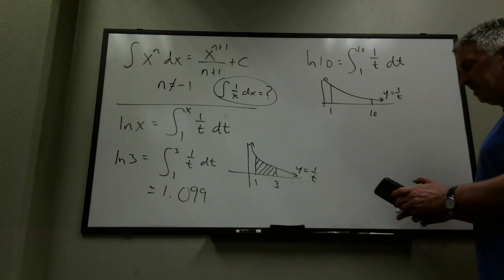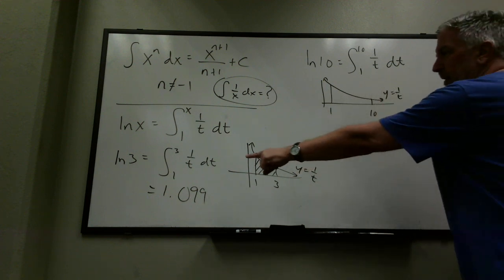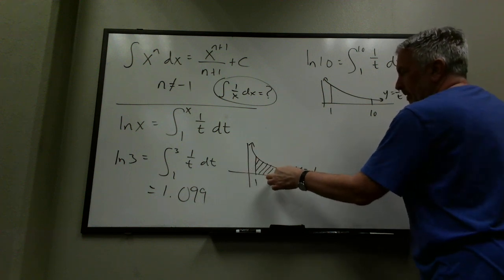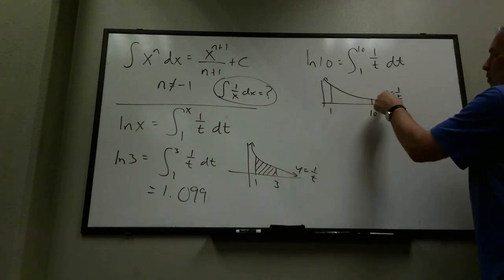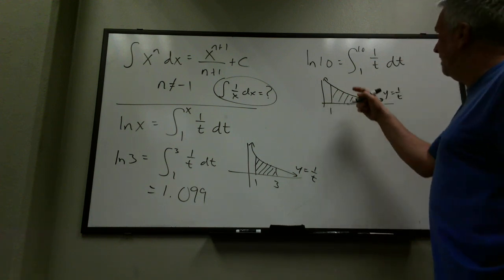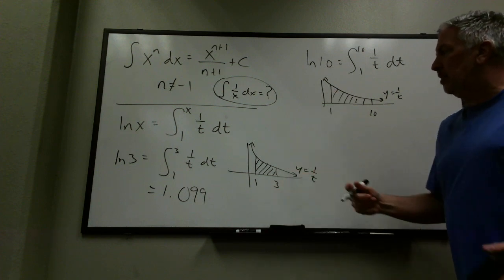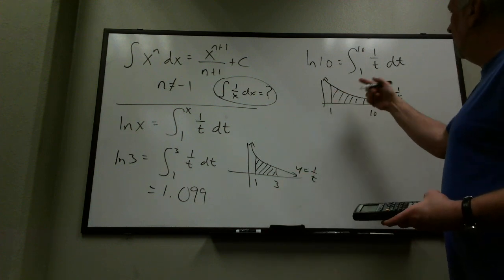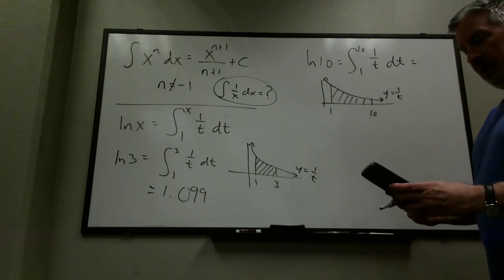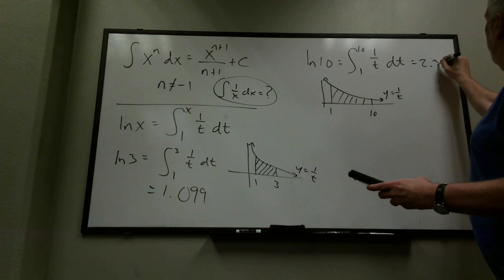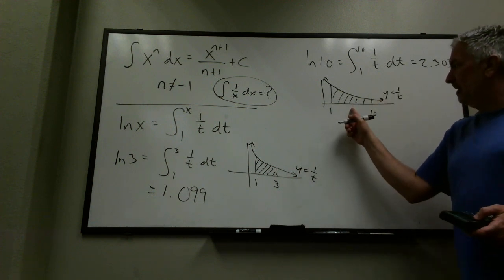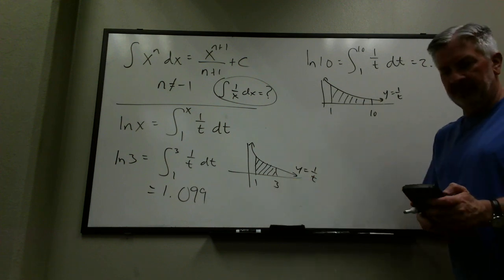Now think about how this integral is going to pair with the one we just did. This was the area under the curve 1 over t from 1 to 3. This is the area under the curve 1 over t from 1 to 10. So just from that observation, natural log of 10 should be bigger than natural log of 3. If you want to use the integration feature on the calculator, you can. This turns out to be about 2.303, which we expected. The area of this is going to be larger than the area of that.